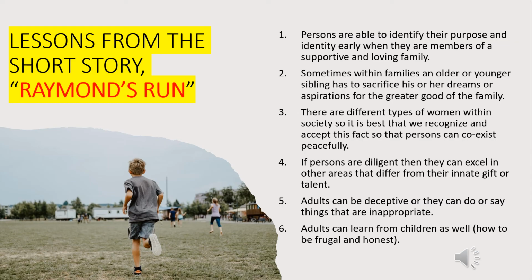Secondly, sometimes within families, an older or younger sibling has to sacrifice his or her dreams or aspirations for the greater good of the family. And we saw that with Squeaky and Raymond. In the latter part of the story, we saw where Squeaky discovers that Raymond can run. And as a result of this, she decides that she's going to sacrifice her dreams or athletic pursuits and coach Raymond, who might only have this opportunity or this space to shine in.